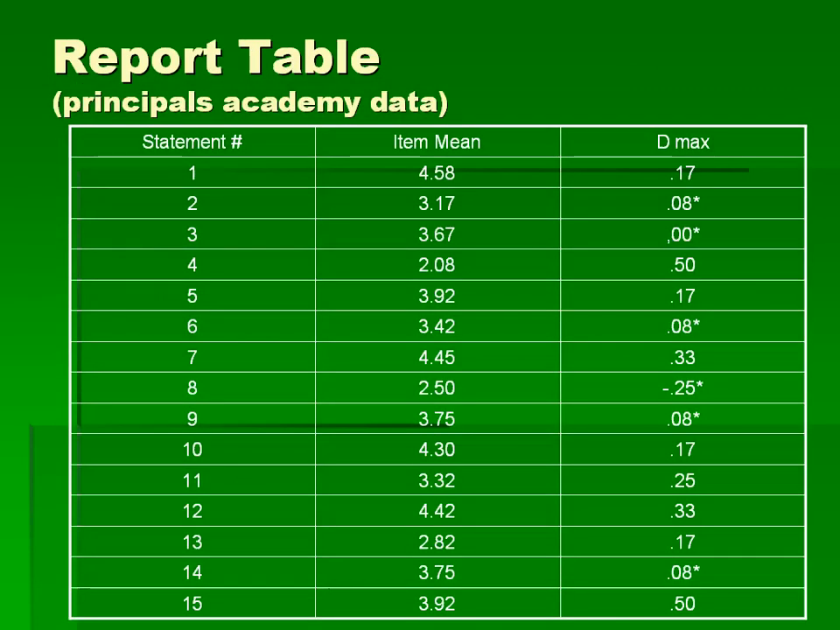And this is how you develop a report. This is actually the Principals Academy data, which looks at the different item means and how well they discriminated. You'll notice on the far right-hand column, there's an asterisk next to some of the items. Those did not have good discrimination, and so we might think of revising them. In fact, item number 8 had a negative discrimination. That meant more people in the low group actually felt more positively about that item than people in the high group. So that would definitely need revision.